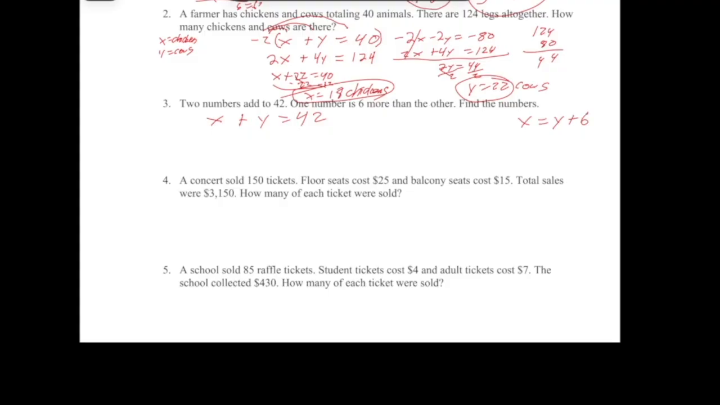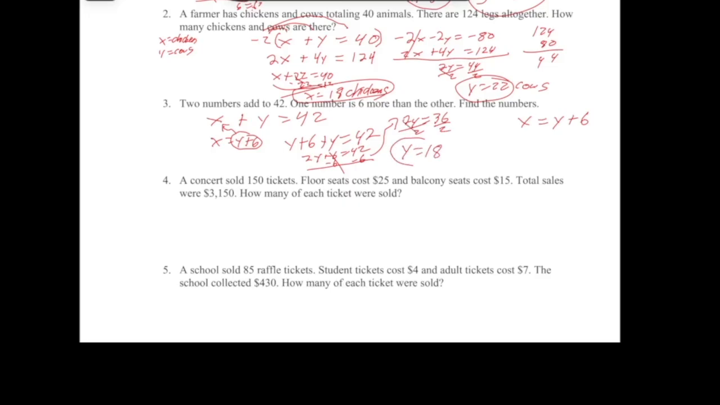Okay, so what I'm going to do here, once I know that my x equals y plus 6, I'm going to plug it into x, and I'm going to end up getting y plus 6 plus y equals 42, or 2y plus 6 equals 42. Once I subtract 6, I'm going to get 2y equals 36. And when I divide this by 2, my y equals 18.